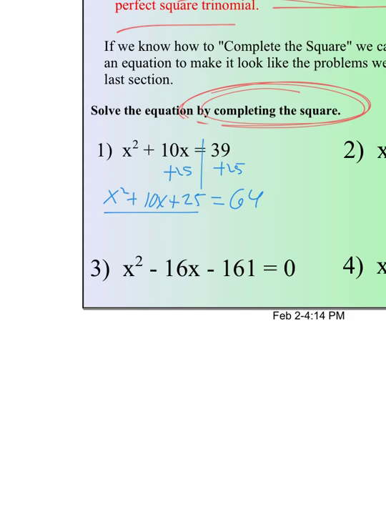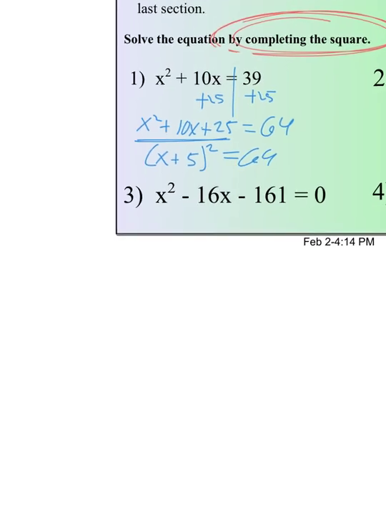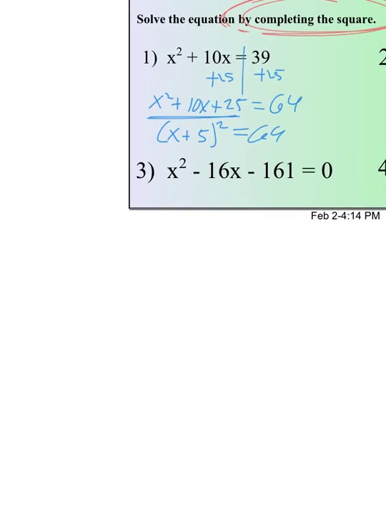Good, that's exactly what I want, because this side will factor to x plus 5 and x plus 5, which would be x plus 5 squared equals 64. And again, I'll finish this one up, but I'm not going to finish all these problems because at this point, I know you've done this the last couple days.